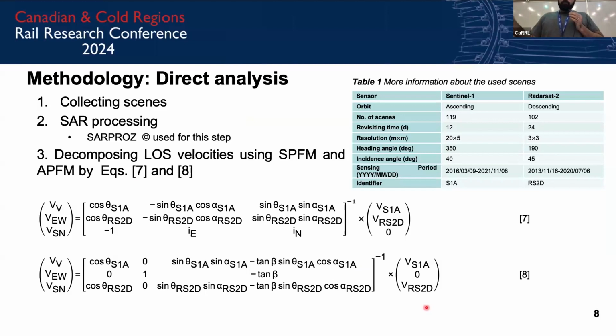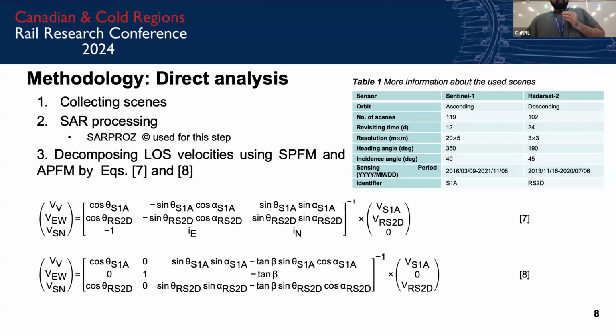And since we're decomposing all of these line-of-sight velocities for each and every one of these pixels, we're able to actually calculate the error in geometry and the magnitude of the velocity vectors that these methods interpret.